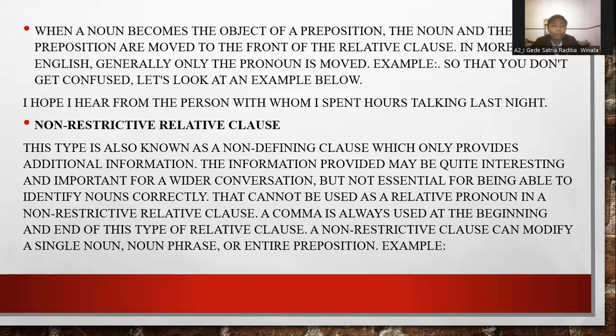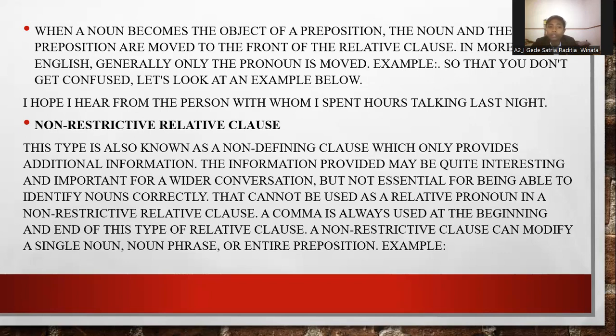When a noun becomes the object of a preposition, the noun and the preposition can be moved to the front of the relative clause in more formal English. In more casual English, generally only the pronoun is moved. So that you do not get confused, let's look at an example below. I hope you are free from the person with whom you spent hours talking last night.